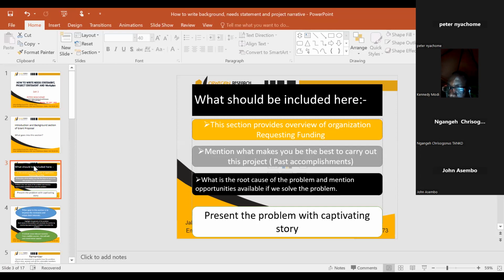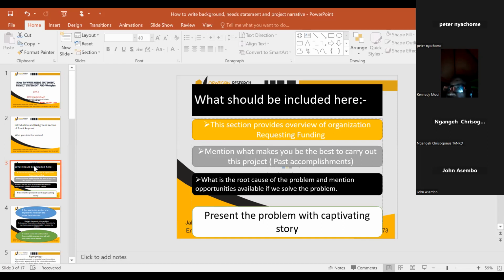What is the root cause of the problem? Now, we also need to address the problem that we want to solve. You need to conclude this particular section by telling us the opportunity available if this particular problem is solved. That is the last part of what we call the introduction. We need to know, if we fund you, what are some of the opportunities in the change of livelihood for the beneficiaries? It must come out very clearly in this particular section.